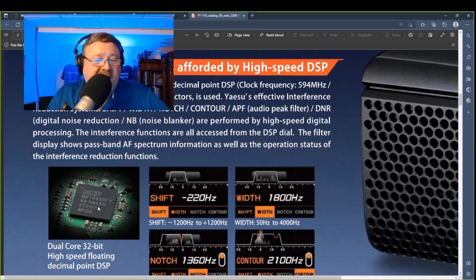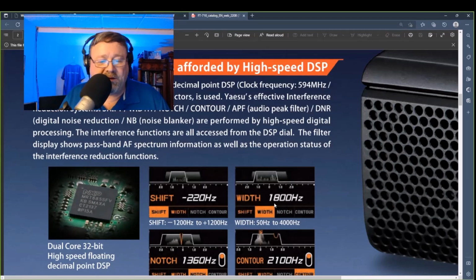Now, you're still going to have what we're all accustomed to seeing these days: shift, width, notch, contour, audio peak filter, DNR, digital noise reduction, and noise blanker handled by that DSP chip. The display is going to be a little bit different. If you look down to the right of the chip, it's very similar to what you see in the FTDX 10, but a slightly different color system and a little different layout as you work with each of those parameters for the DSP chip. But essentially you've got the same features that you have in the FTDX 10.